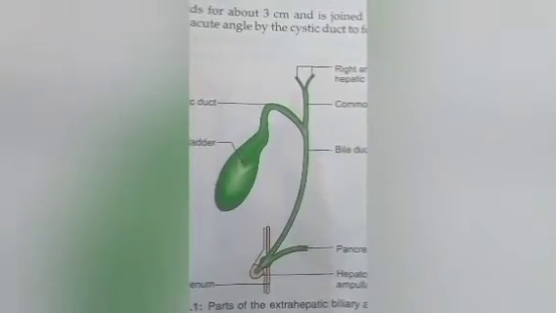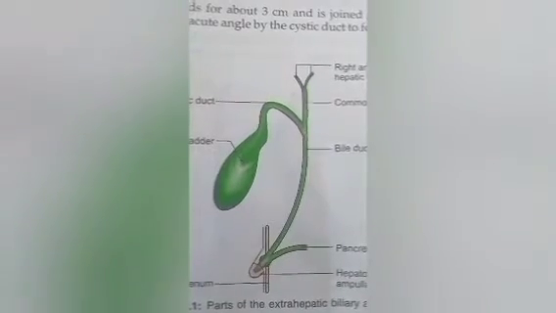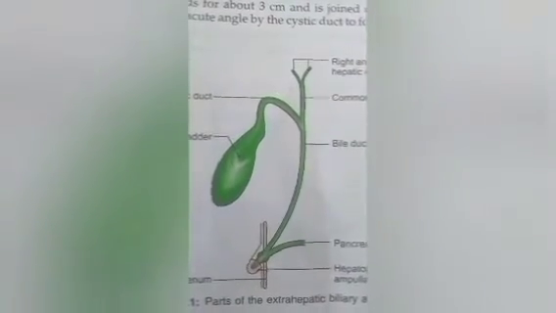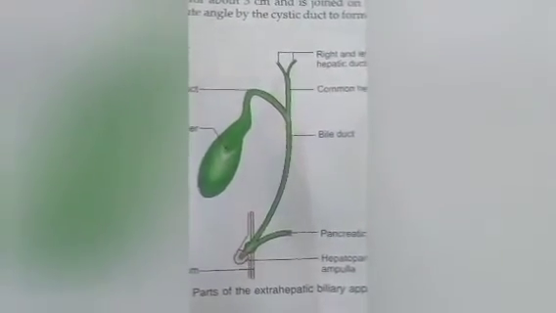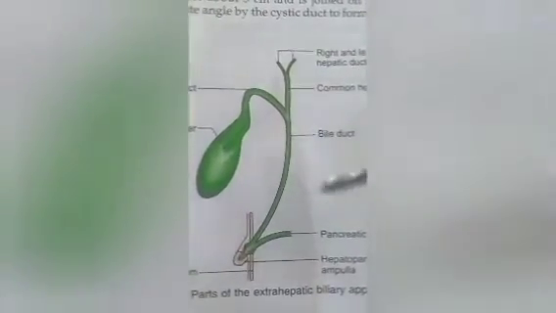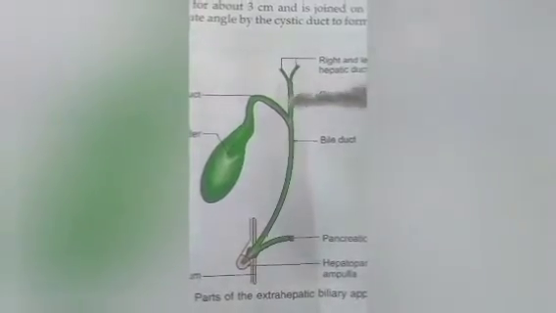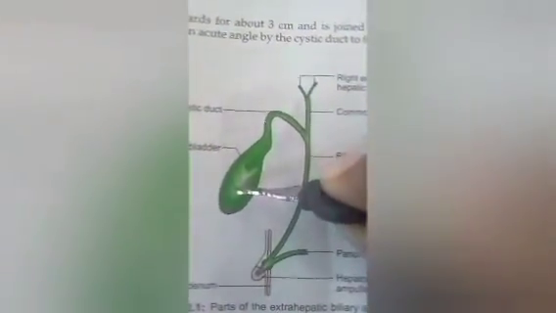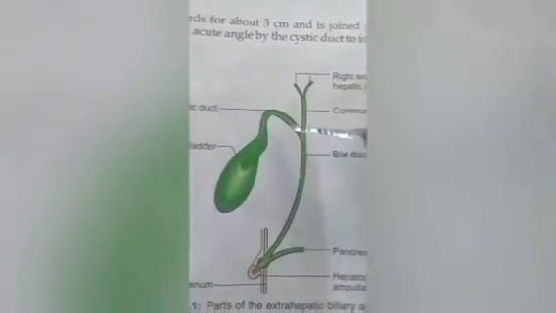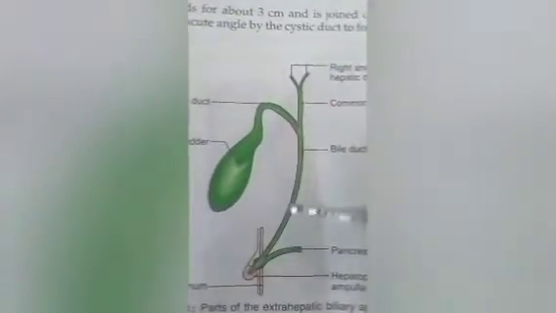The biliary apparatus is also known as the excretory apparatus of the liver, and its extrahepatic part includes the common hepatic duct, gallbladder, cystic duct, and common bile duct.